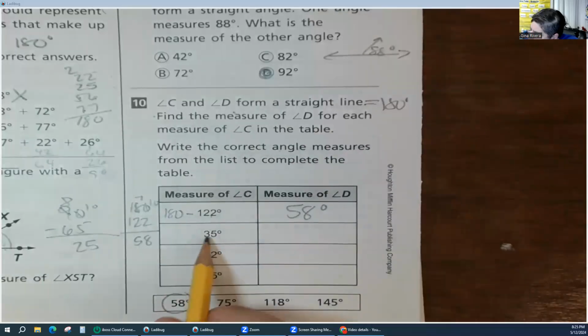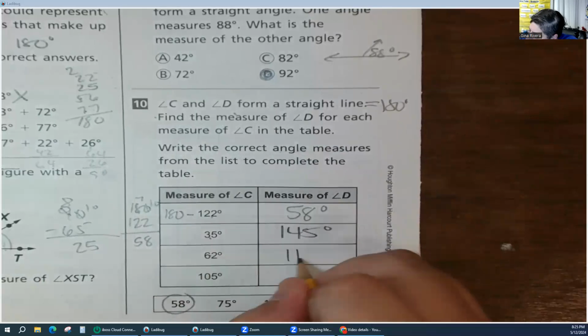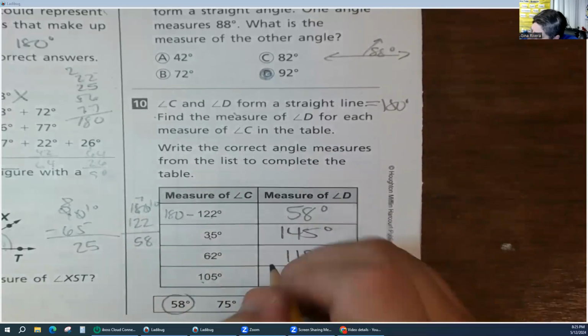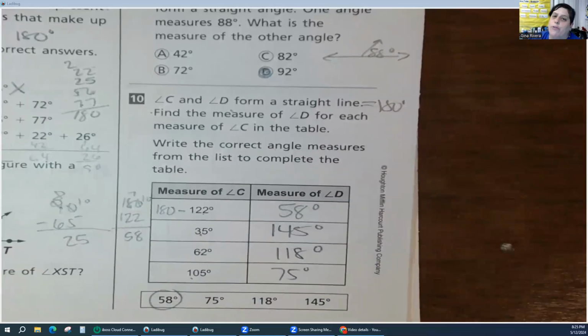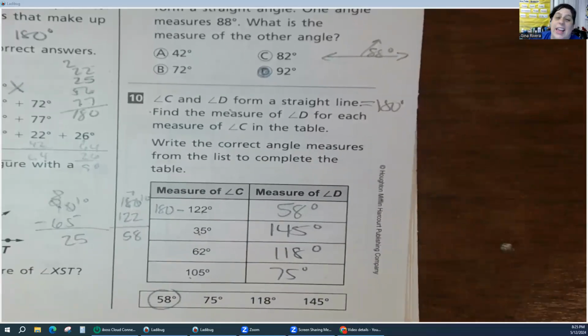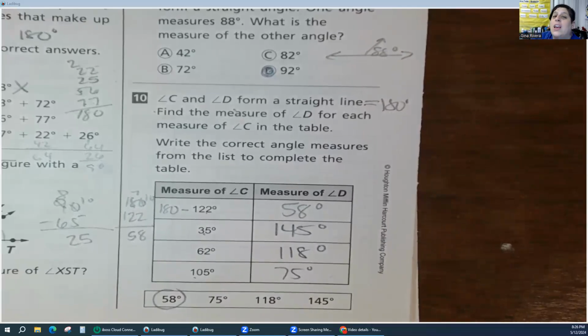Let's see. What do I add to 35 to get to 180? 145. What do I add to 62? 118. And what do I add to 105? 75. Now, friends, I can do that in my head, but I'm also an old lady of 38 years of age. But there is no shame in you doing subtraction for each one. In fact, I would applaud you for that, because that means that you worked very hard to get to the correct answer and didn't just guess.